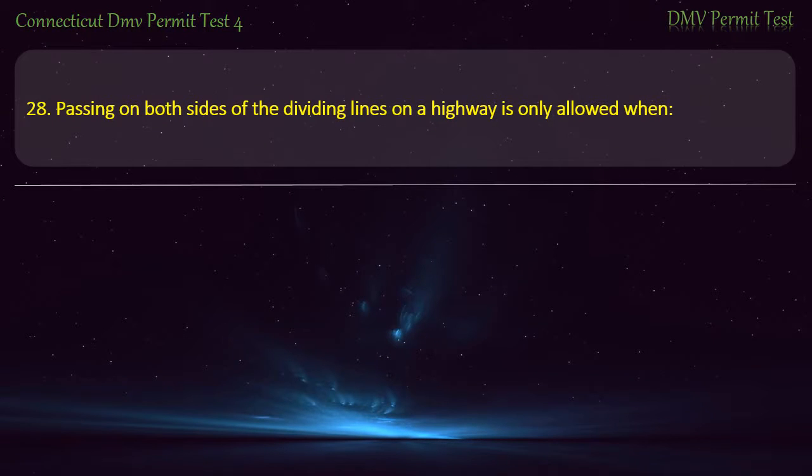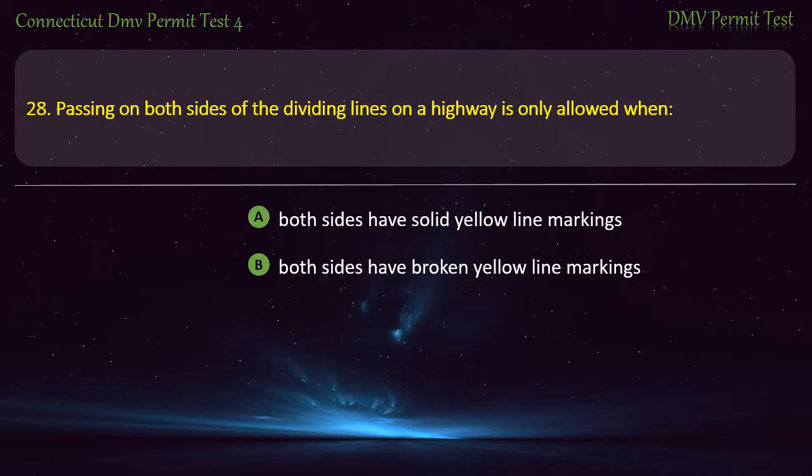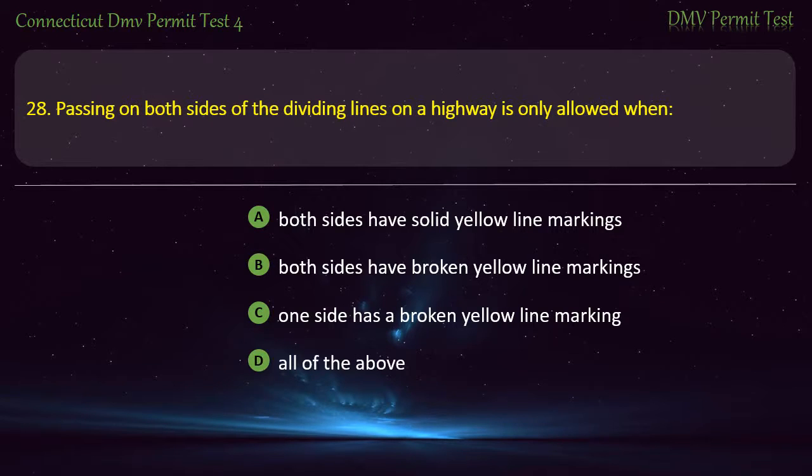Question 28. Passing on both sides of the dividing lines on a highway is only allowed when: Both sides have solid yellow line markings. Both sides have broken yellow line markings. One side has a broken yellow line marking. All of the above. Answer: Both sides have broken yellow line markings.